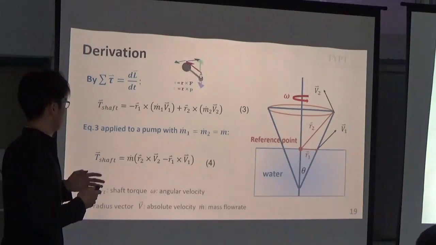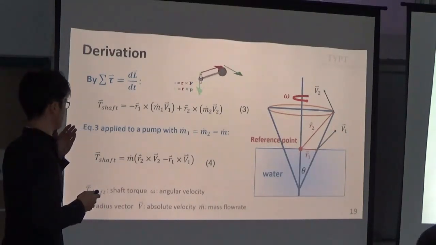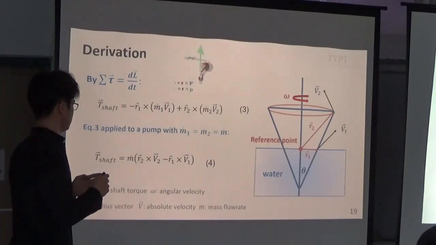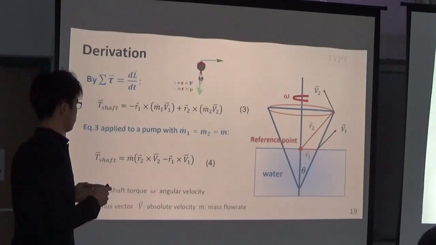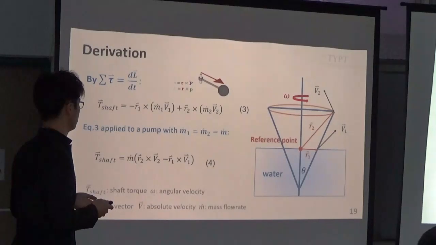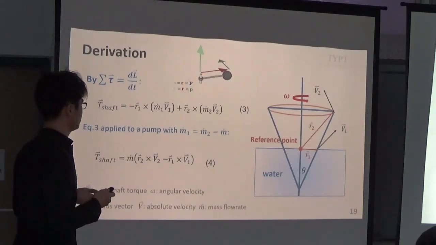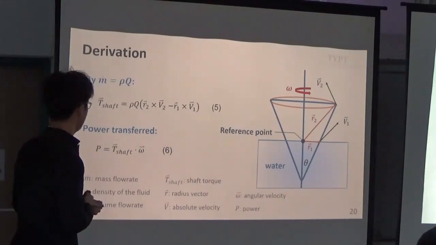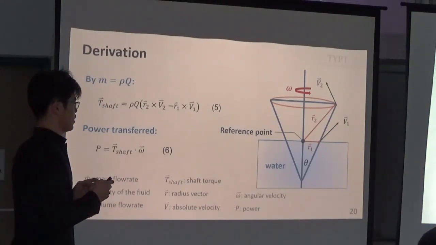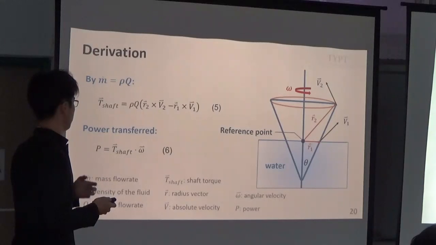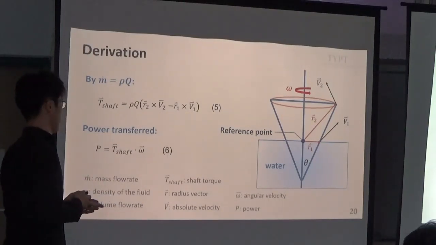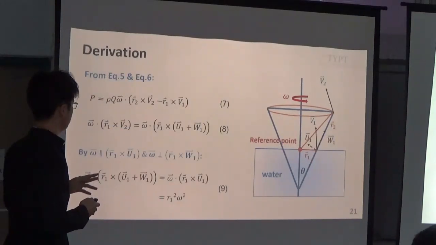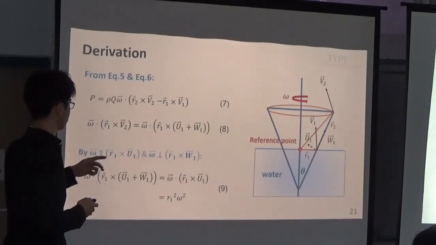Then I set the reference point, then I can write down equation 3. Then I suppose that the motion of the water in the straw will be in steady form, then the net flow rate of every part will be the same, then you can write down equation 4. And I replace the mass flow rate with the volume flow rate. Then I can write down equation 5. Then I also have to consider the energy transfer. Then I combine these two equations and I can get equation 7.